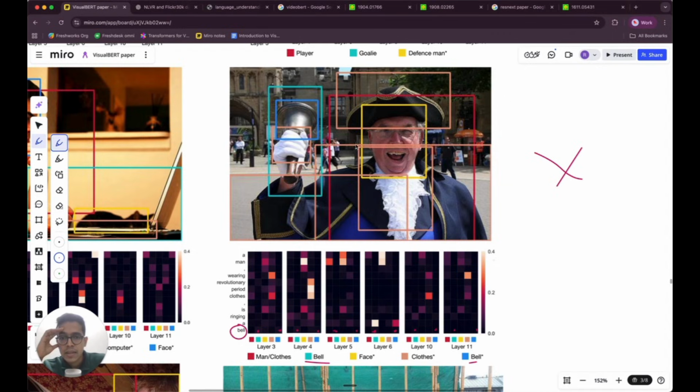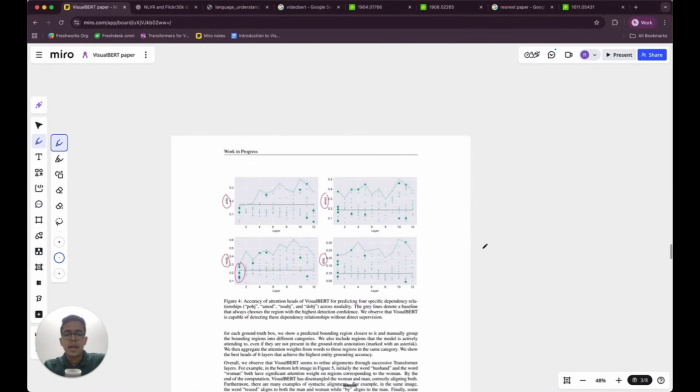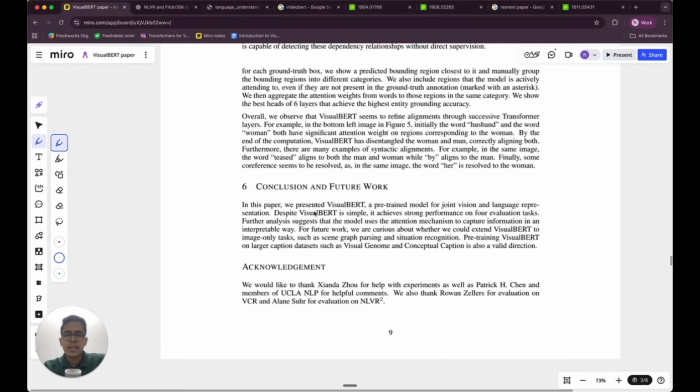maybe man is connected with, okay, red rectangle is man. Red rectangle is first column. So bad correlation, good correlation in this layer, layer number 5. Bad correlation, okay correlation. So you can see that the bell was a very good example of misalignment. So this is what figure 5 is showing, examples of misalignment. And that's pretty much it. That's the end of the paper.